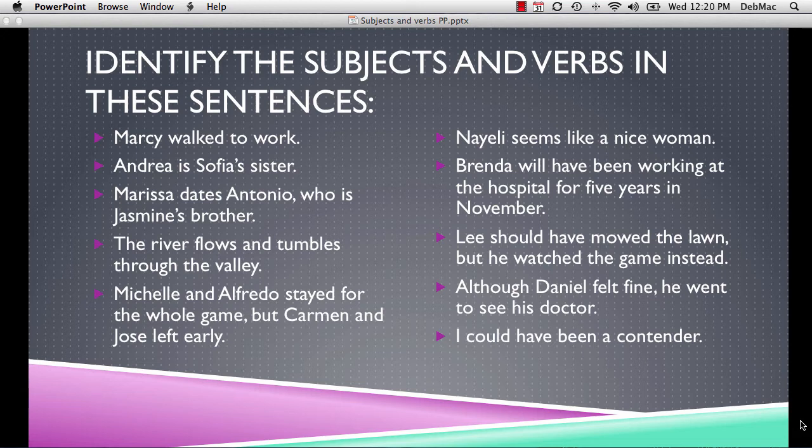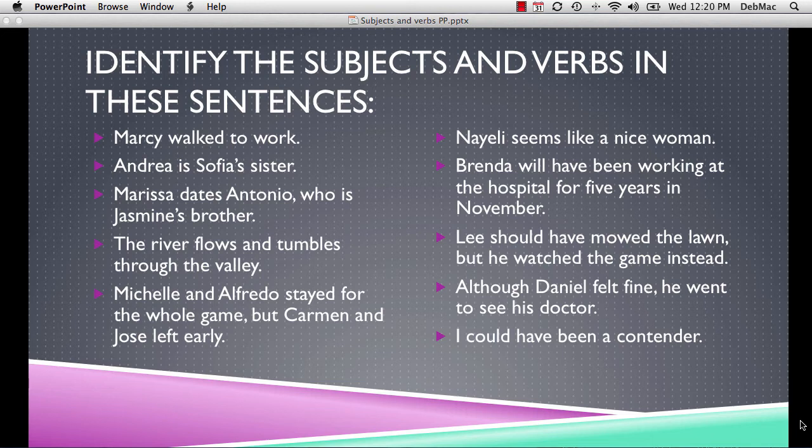Okay, we're back to our same sentences again. So let's go through and identify the subjects and verbs in these sentences. Now, you should already have the list of verbs in front of you because we just did those, right? So we look at the first sentence. Marcy walked to work. We've already said that the verb is walked, so to find the subject, we ask, who or what walked? Marcy walked. Okay, so Marcy is the subject and walked is the verb.